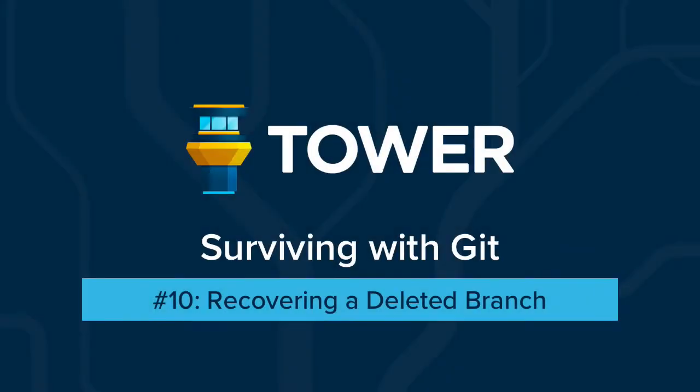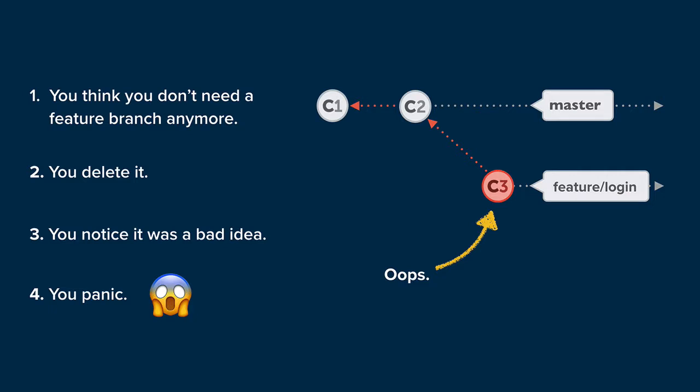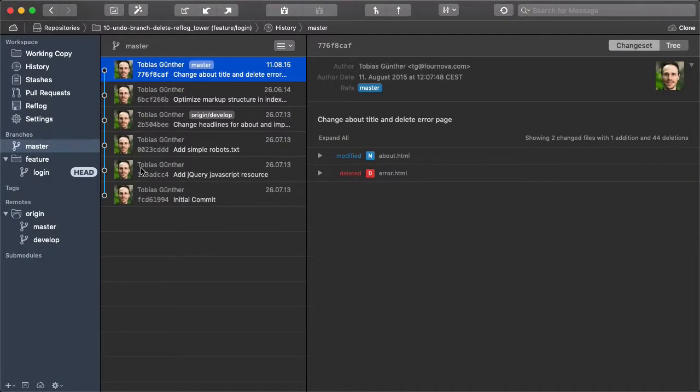In this episode, we'll try to recover a deleted branch. Using the Reflog tool in Git, we have quite a good chance of undoing this. Let's look at an example scenario.